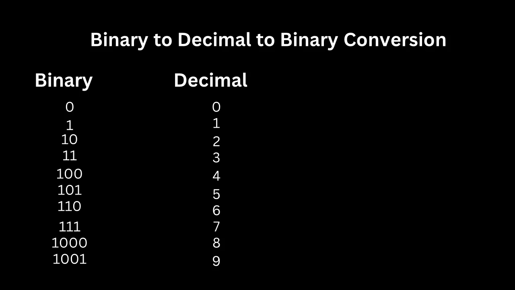As you can see, each time the binary digits increase, they follow the same sequence as decimal numbers but written in base 2. This helps us clearly understand the relationship between binary and decimal systems.